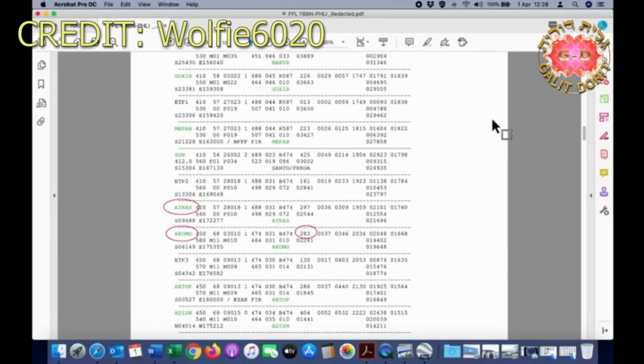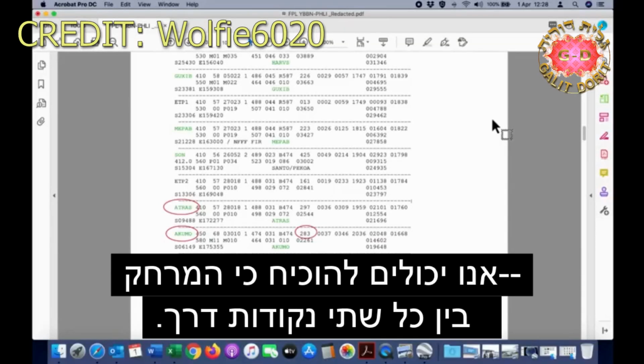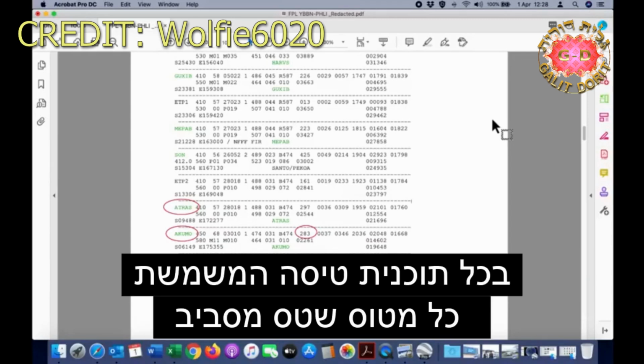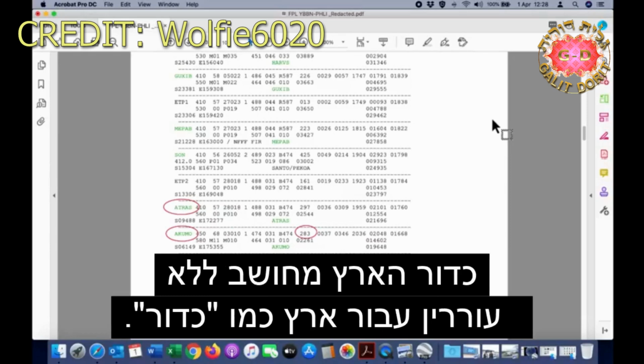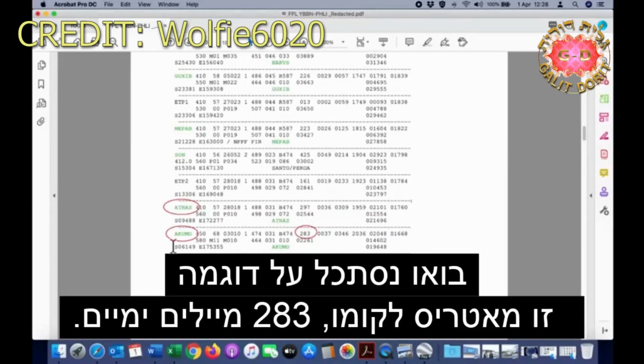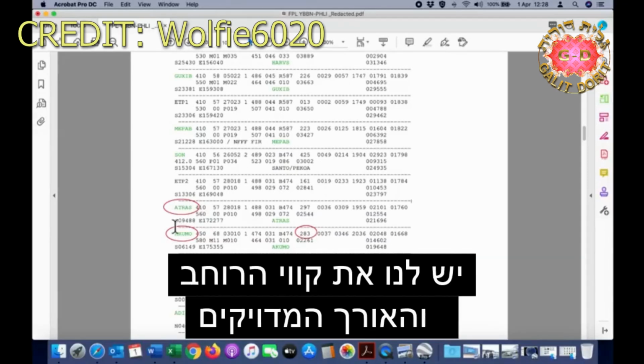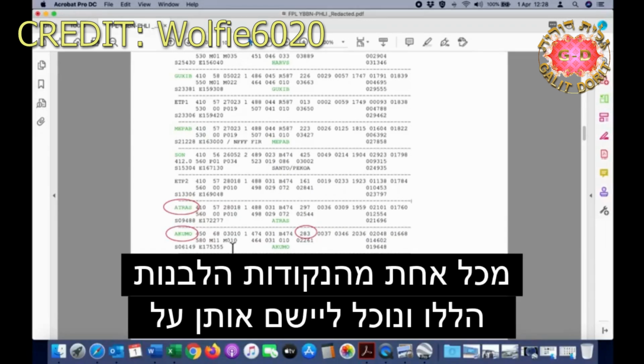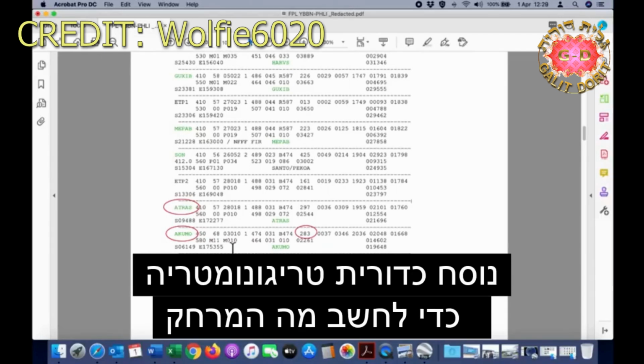Magnetic game over. We can prove that the distance between any two waypoints on any flight plan used by any aircraft flying around the Earth is irrefutably calculated for a ball Earth. Let's look at this example. Atras to Akumo, 283 nautical miles. We have the precise latitude and longitude of each of these waypoints, and we can apply those to a spherical trigonometry formula to determine what the distance is calculated for a ball.